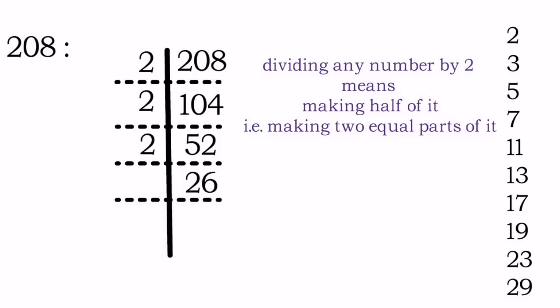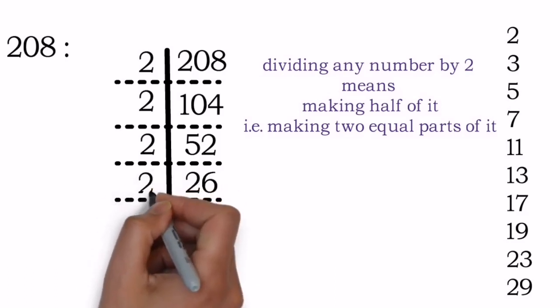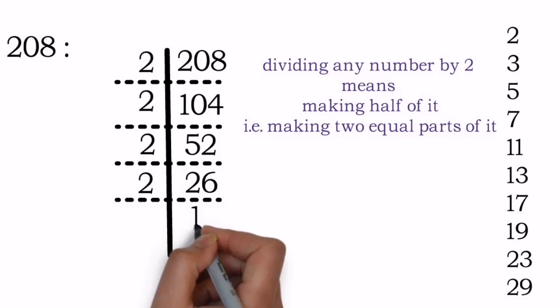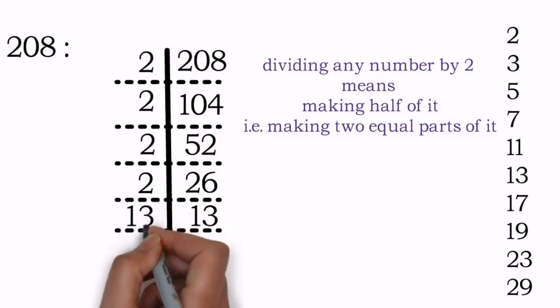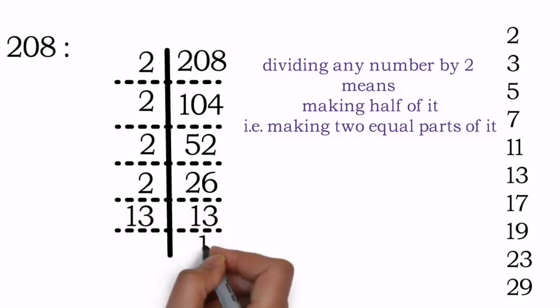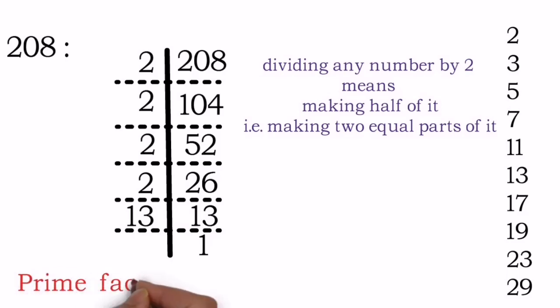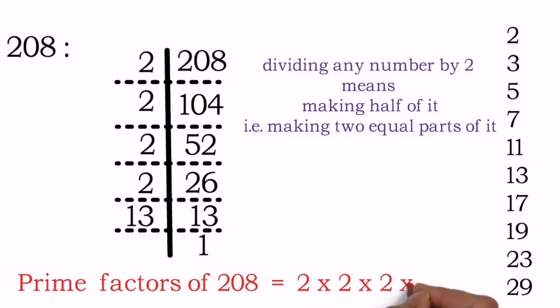And half of 26 is what? Yeah, it is 13. So 13 being a prime number in the list, we can directly divide 13 by 13, and my last digit on the right hand side will be 1, and there our prime factors end. And so my final answer for the prime factors is all the numbers on the left hand side, that is 2 into 2 into 2 into 2 and then 13.